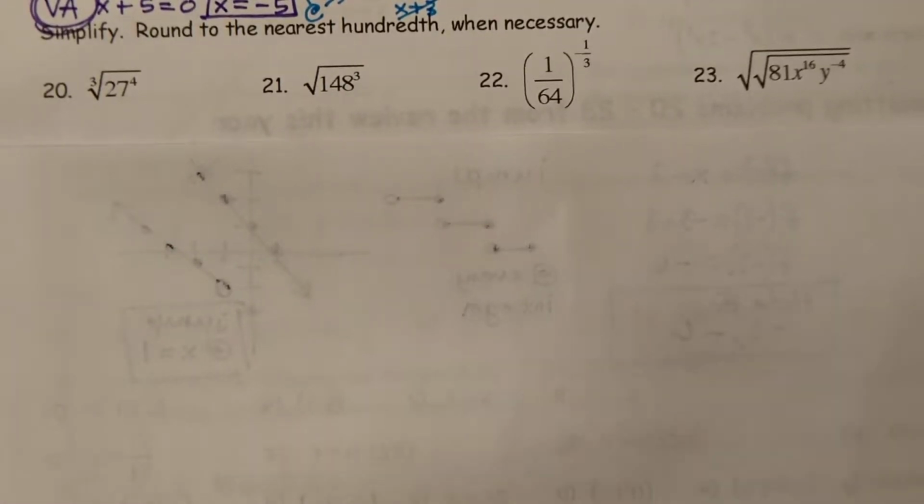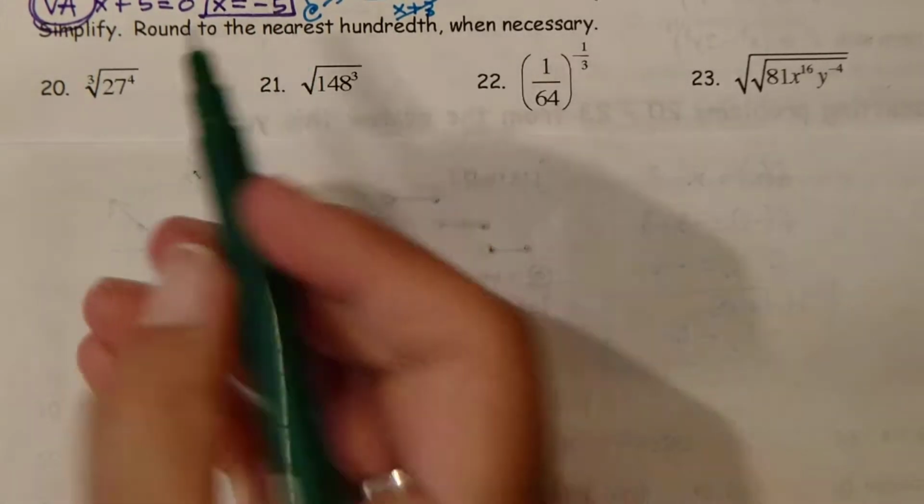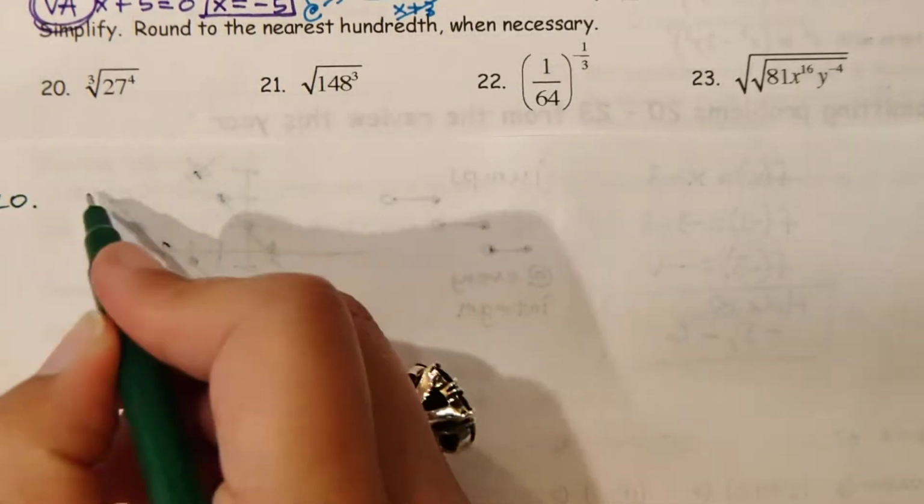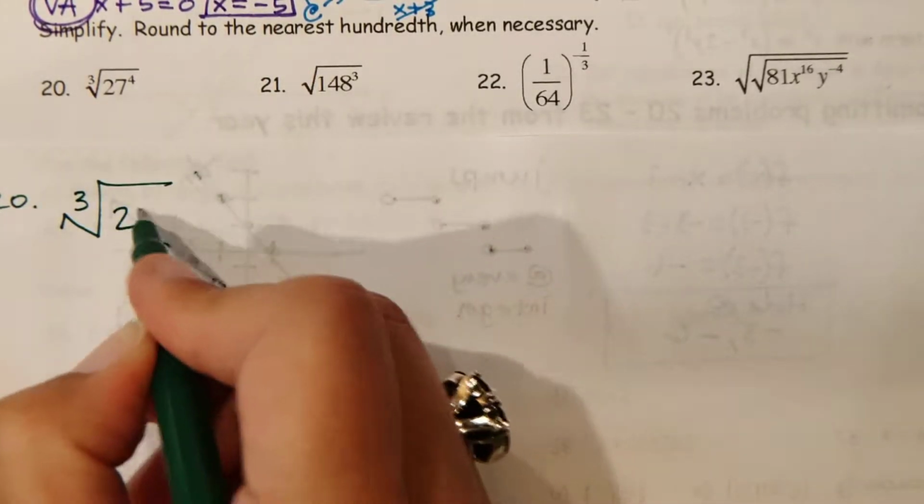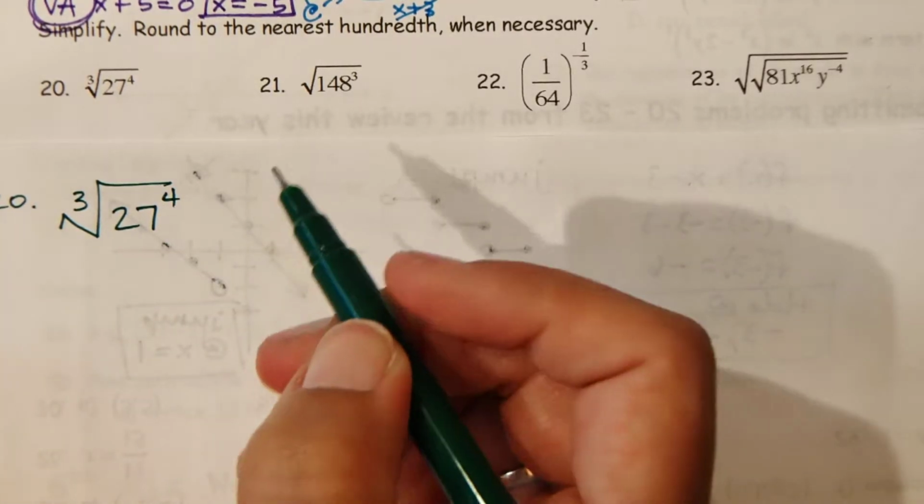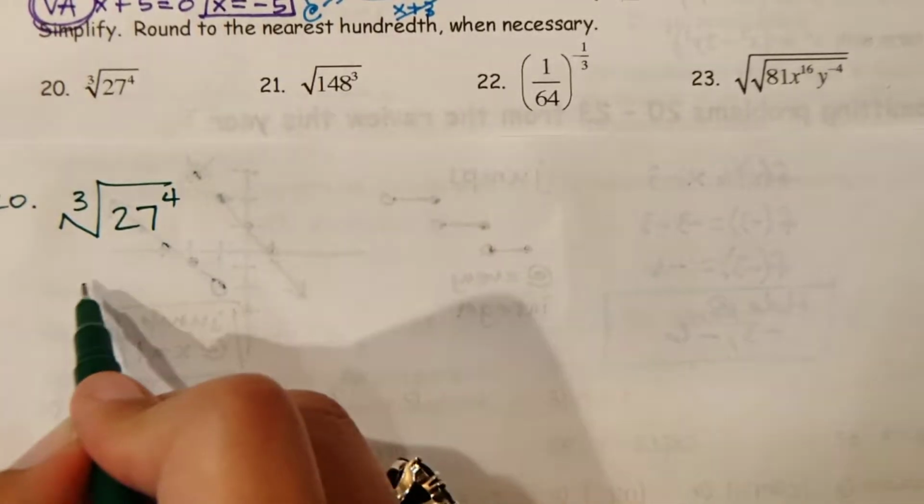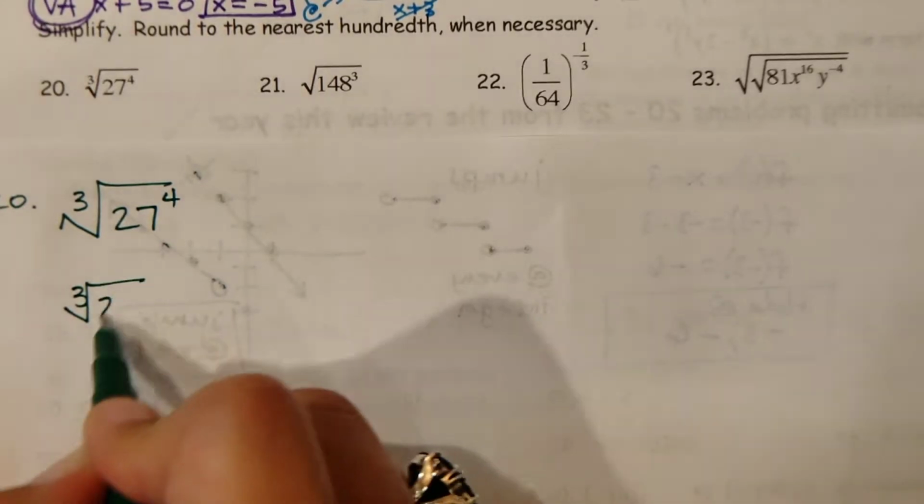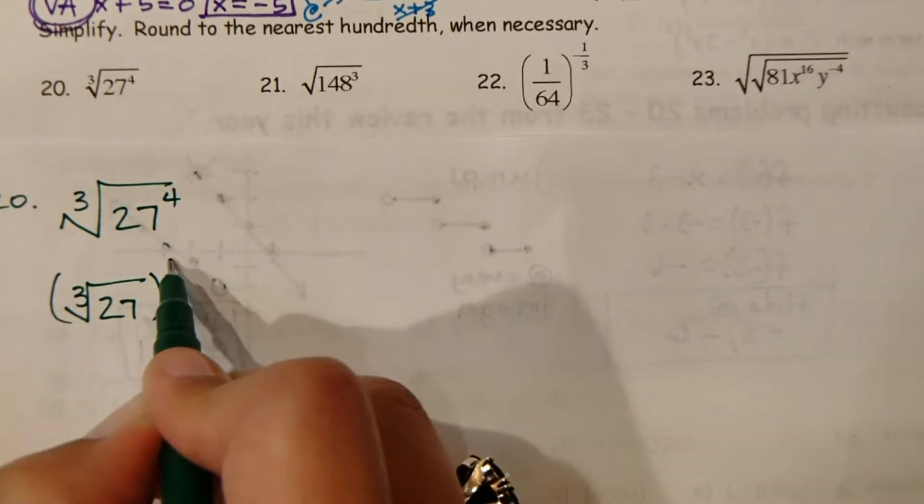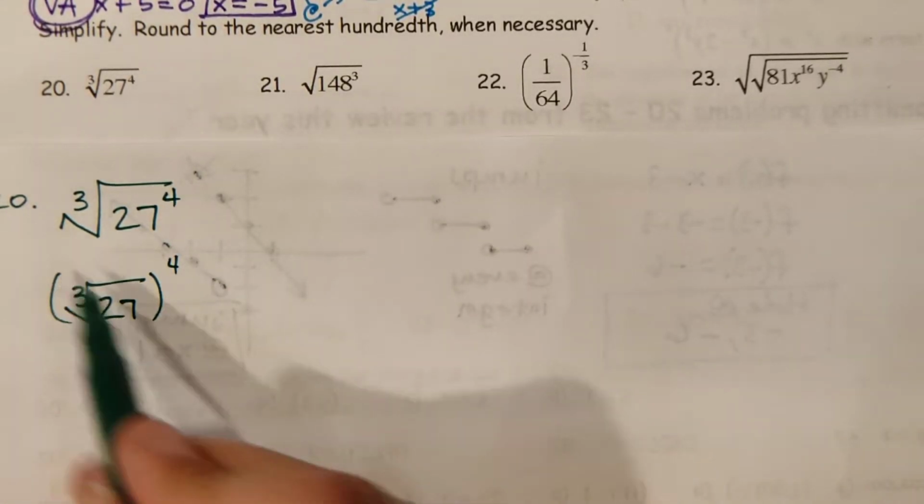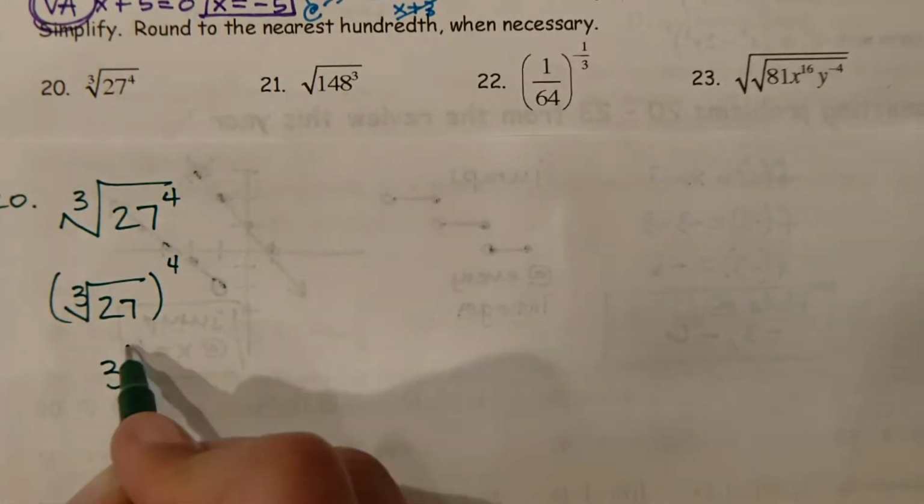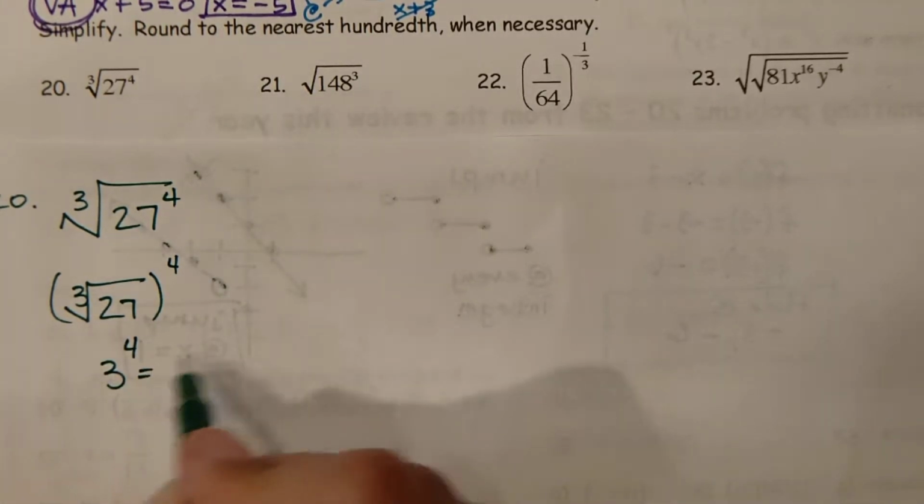Simplify, round to the nearest hundredth when necessary. All right, so number 20, we have the cubed root of 27 to the fourth. So we're going to rewrite this. I'm just going to find the cube root of 27 first, and then I'm going to put it to the fourth power. So what is the cubed root of 27? Well, that's 3. 3 to the fourth is 81.